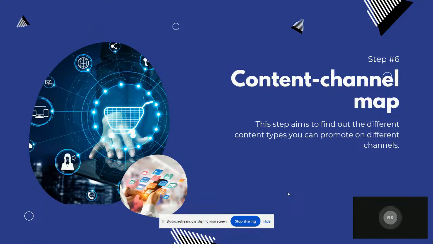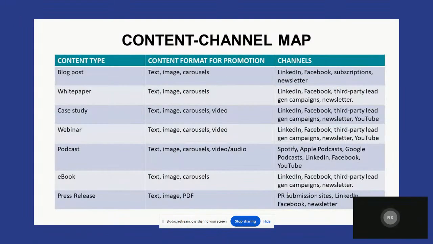Okay, content channel map. This basically is about finding out the channels where you can promote your content. It's as simple as that. What content can you promote on what channel, right? And this image illustrates what a content channel map is. On the left side you have the content type, and on the right side you have the channels you can use to distribute that content. It's a very simple concept.